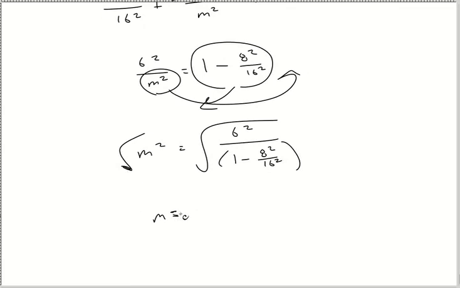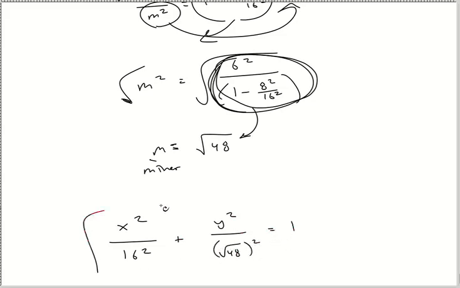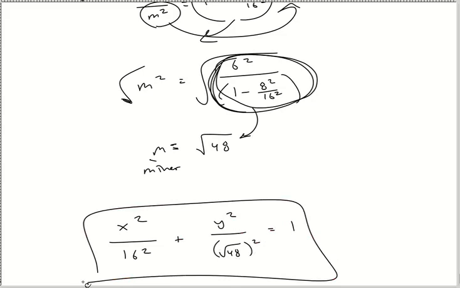What actually ends up, it's kind of funny, if you do the inside numbers, don't do the whole square root, just do the inside numbers right here, what you end up with is the square root of 48. So all this right here on the inside actually ended up being just 48. So that's kind of nice. And so that's my minor. So now I can go back and say x squared over my major squared, so 16 squared, then y squared over my minor squared, so square root of 48, all squared, equals 1. There we go.